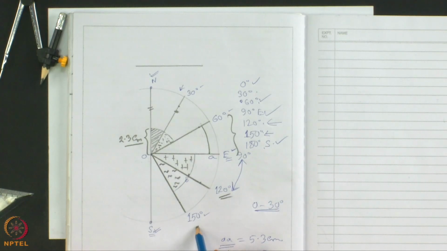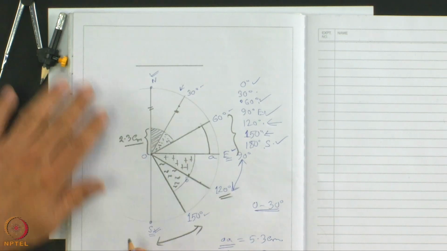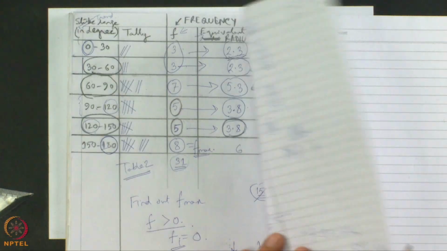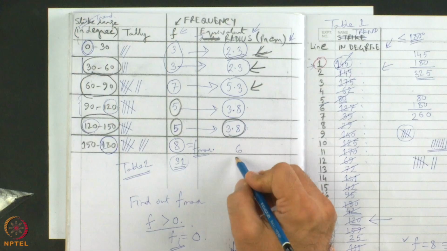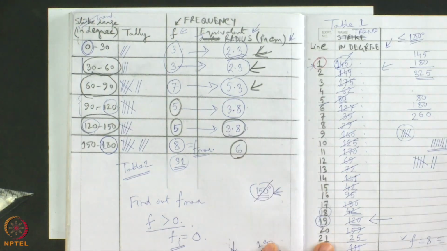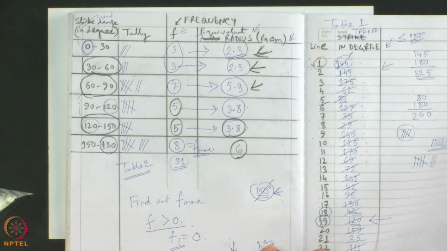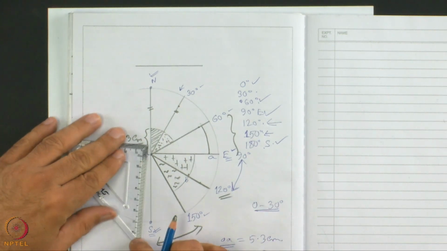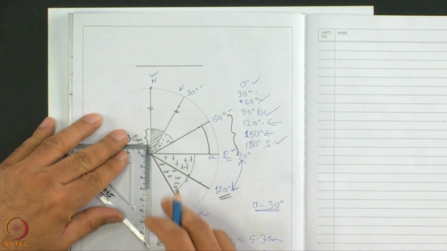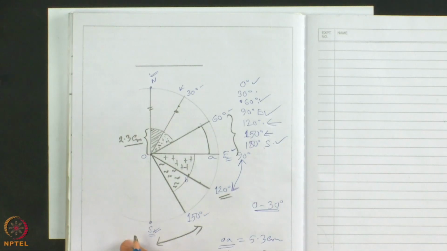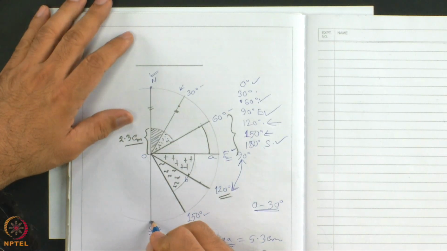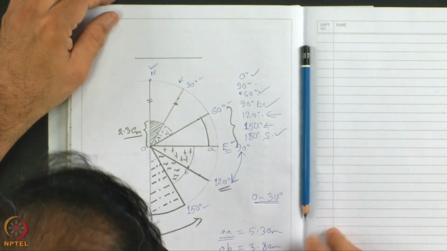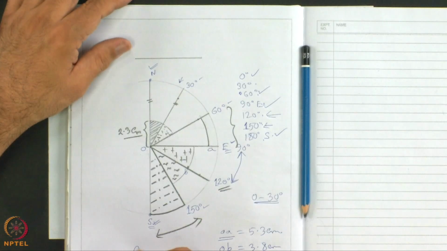We are left with 150 degree to 180 degree range, and here F max was there and 6 centimeter is the equivalent radius. And interestingly, we started with 6 centimeter radius circle. So, here the arc will go like that. The Rose diagram is prepared.